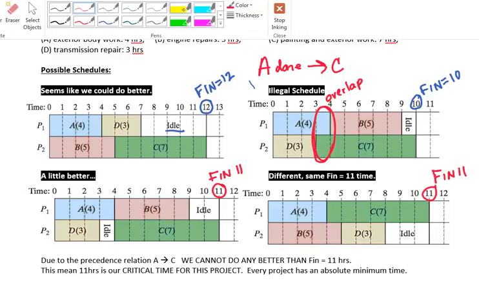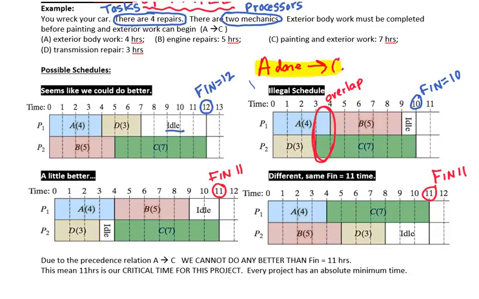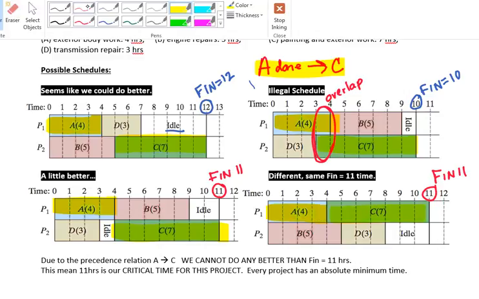And if I take a highlighter just to double check, A has to be done before C can start. There's no overlapping. Here, there's that overlap. A has to be done before C can start. So we want those tasks to be completely done before we start the next one.